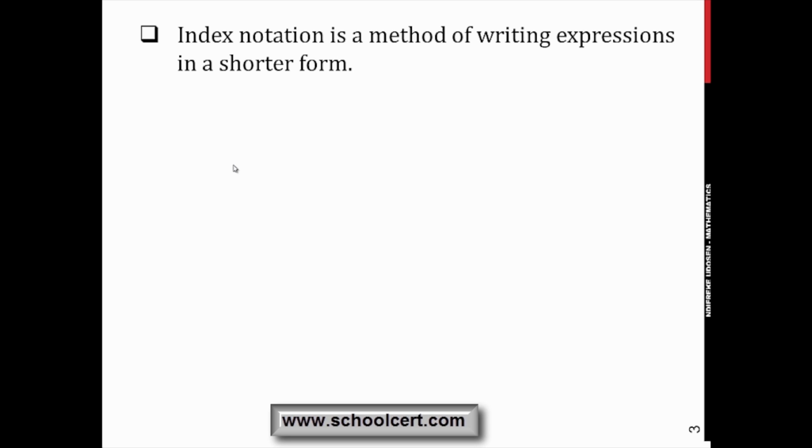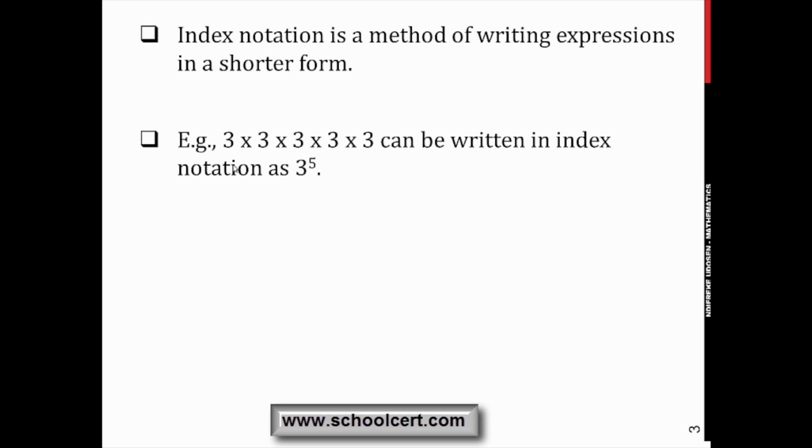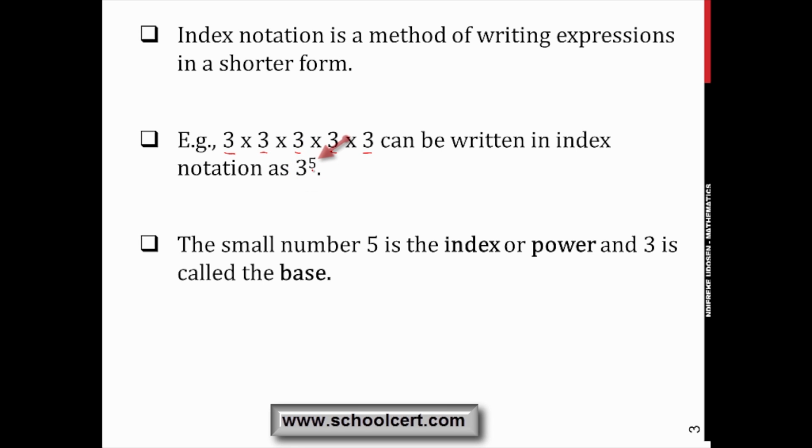Index notation is a form of writing expressions in a shorter form. For example, 3 times 3 times 3 times 3 times 3 can be written in index form as 3 raised to power 5. As you can see, we are simply repeating 3 five times. So we have 1, 2, 3, 4, 5. So you repeat this 5 times. In other words, 3 happening 5 times. The small number 5 here is called the index or the power, and 3 is called the base.